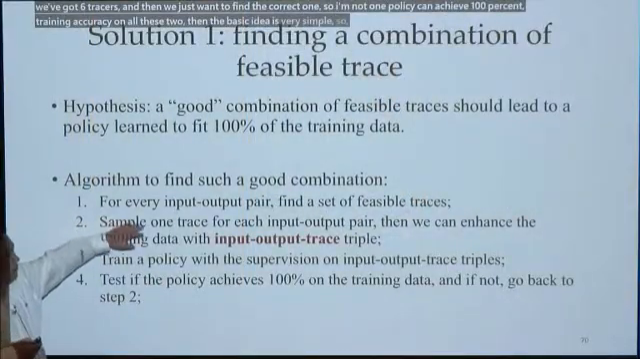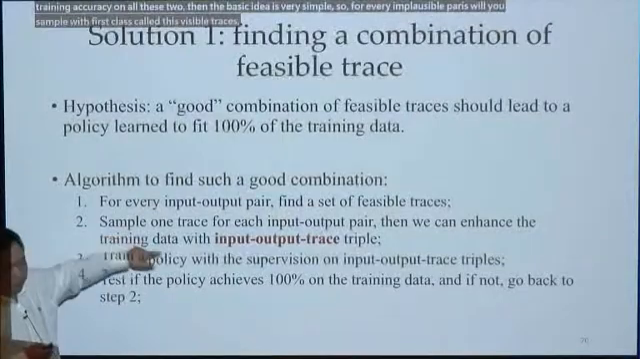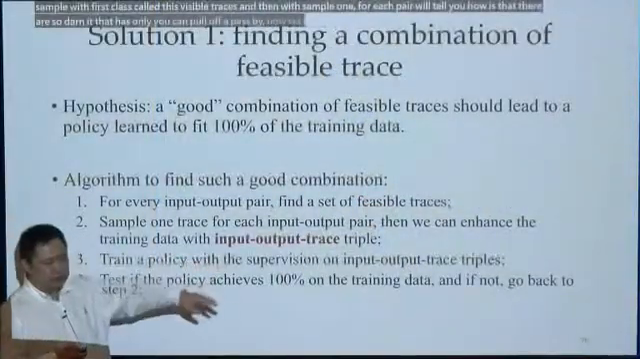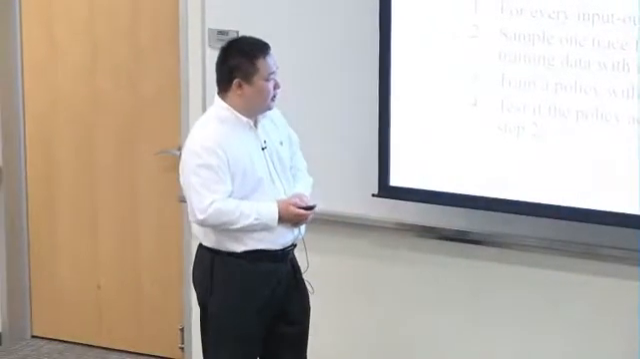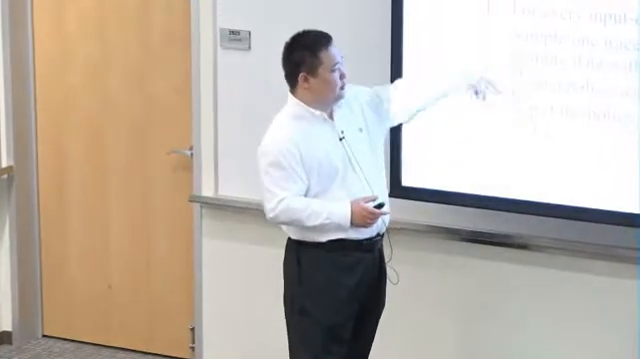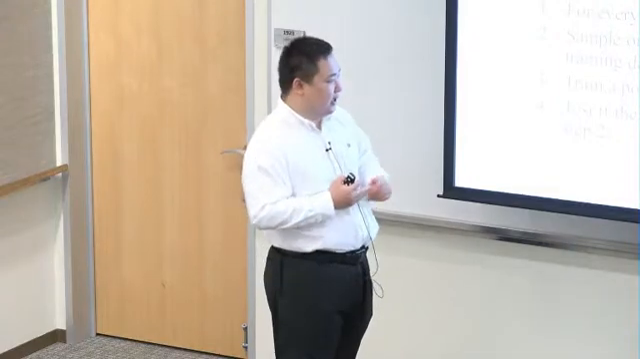The basic idea is very simple. For every input-output pair, we first collect all these feasible traces, and then we sample one for each pair. Then we can enhance the data set. Originally the data set has only input-output pairs, but right now we have input-output-trace triples. Then we can train a policy network to see whether it can achieve 100% training accuracy on them. If this is the case, then we find a good policy. Otherwise, we repeat to step 2 and we resample these traces. We also have an algorithm to adjust the sample distribution, but those details you can take a look at the paper. I will not talk about them.